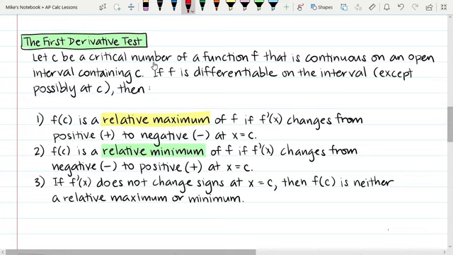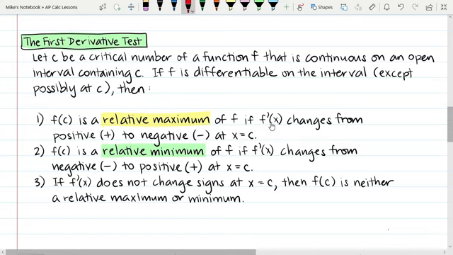Okay, so again, we're specifically talking about critical numbers. Again, that's a place where the derivative is equal to 0 or undefined, but the original function is defined. Remember, a critical number is in the domain of the original function. Okay, so if f is differentiable on that interval, except possibly at c, and I'll explain why they put that indicator in there, then f of c is a relative maximum of f if f prime changes from positive to negative at x equals c.